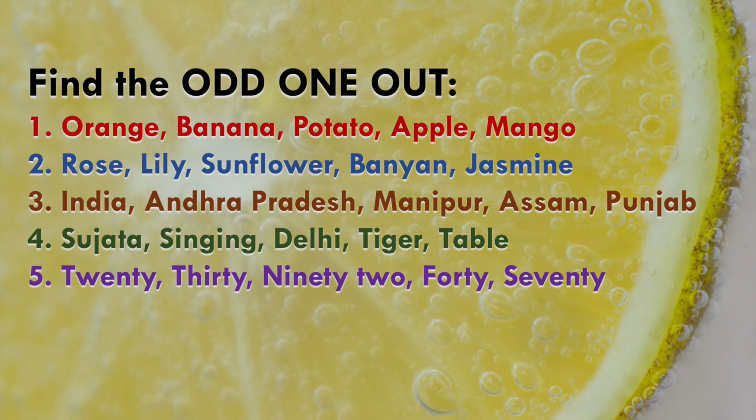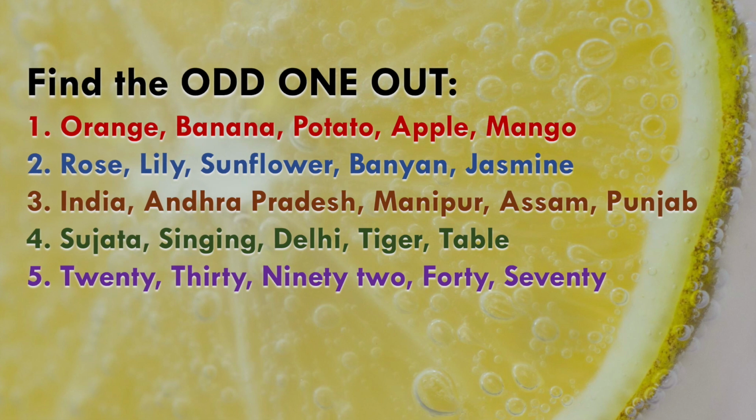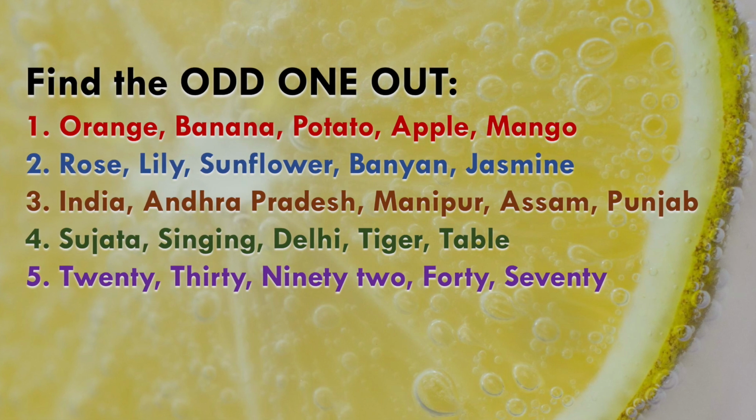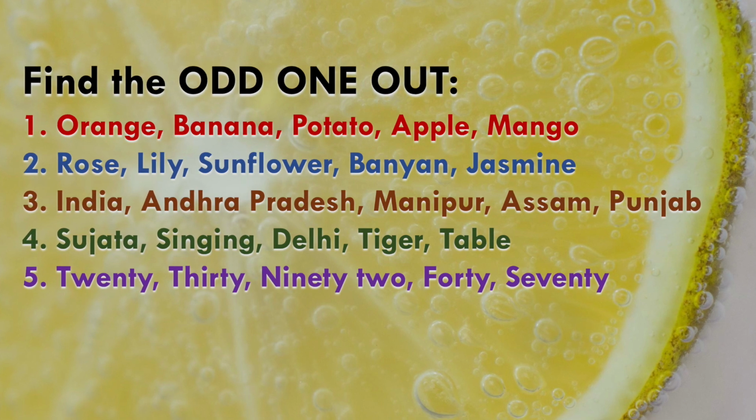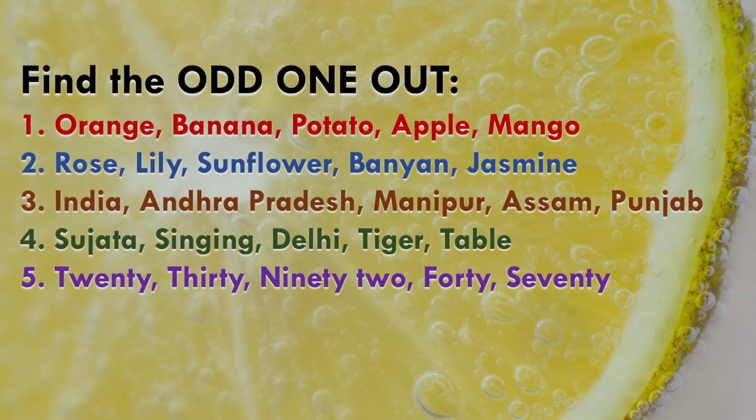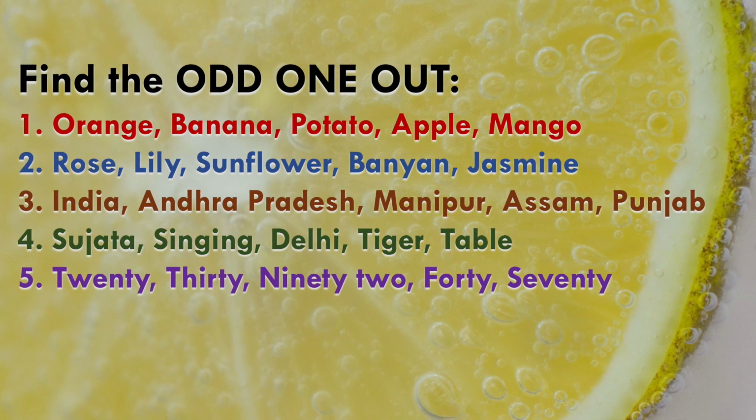The second game which I was thinking would be interesting is the odd one out. It's a very catchy game and helps the students to concentrate, and the students practice listening too. You can call out a list of 5 objects with all but one of which having something in common. For example, orange, banana, potato, apple, mango.